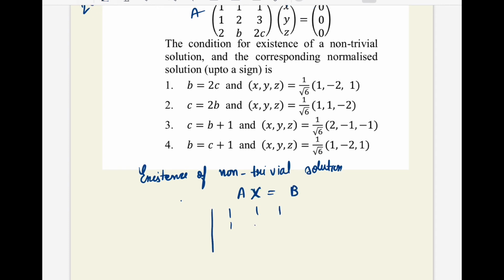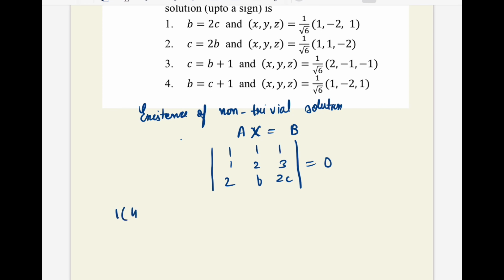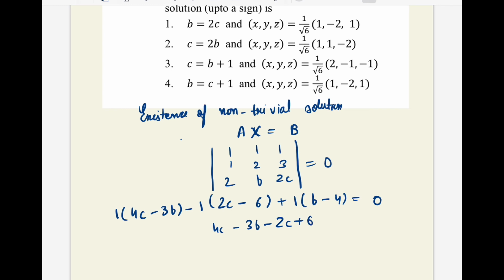The matrix is 1 1 1, 1 2 3, 2 b 2 c. The determinant becomes 0. When we solve this, we get 1 times (4c minus 3b) minus 1 times (2c minus 6) plus 1 times (b minus 4) equals 0. So 4c minus 3b minus 2c plus 6 plus b minus 4 equals 0. This becomes 2c minus 2b plus 2 equals 0, so c minus b plus 1 equals 0. So b minus c equals 1.